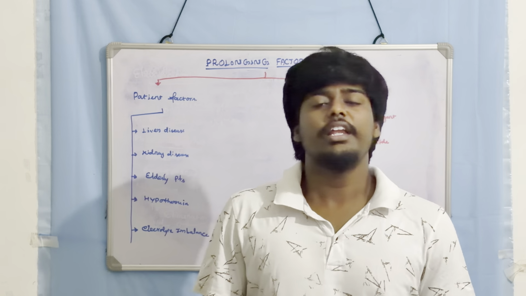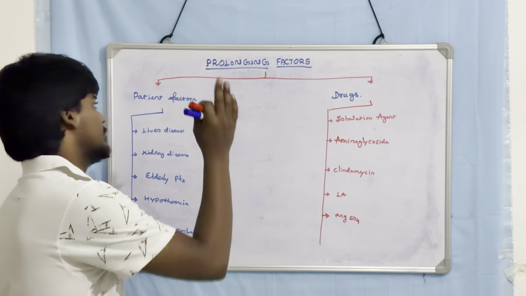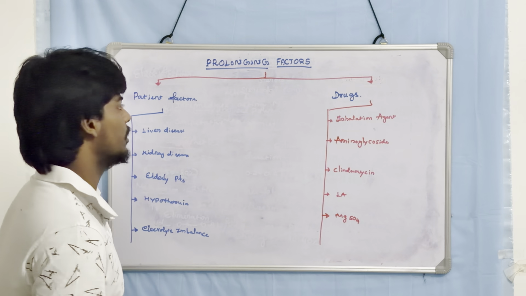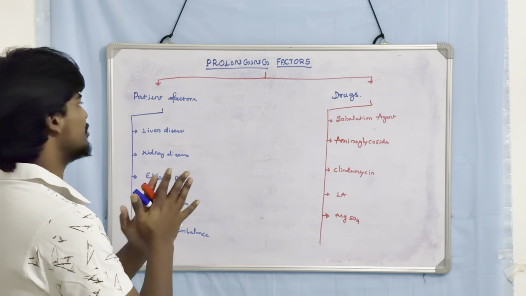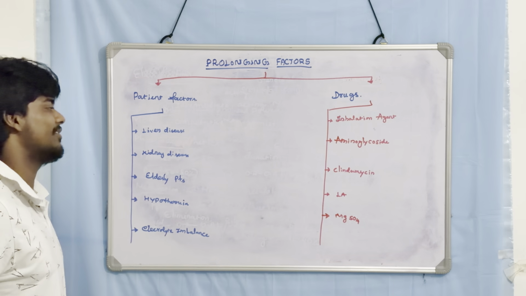Okay. We should know about the prolonging factors of Vecuronium. Now we will discuss that. What are the prolonging factors of Vecuronium? They are divided into two types: patient factors and drug factors. First, we will discuss the patient factors.